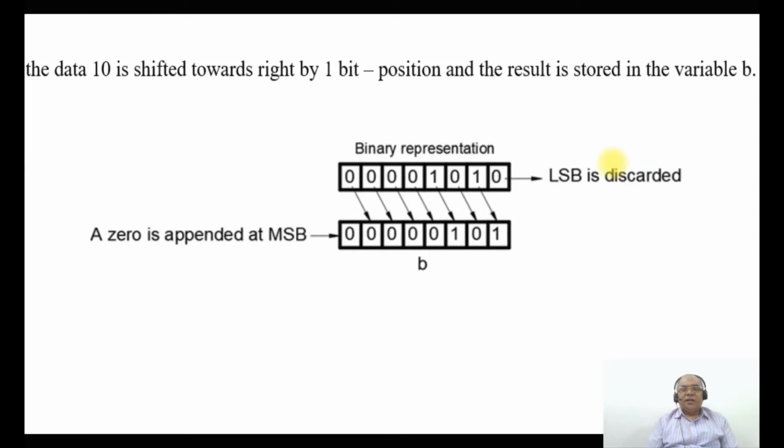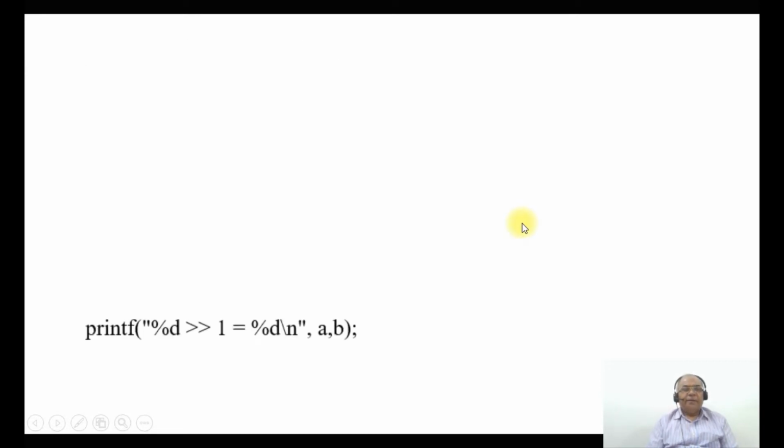If you consider that, here the LSB is discarded, the 0 is discarded here, and a 0 is added on the left, so it becomes 101. So what is 101? It becomes 5.